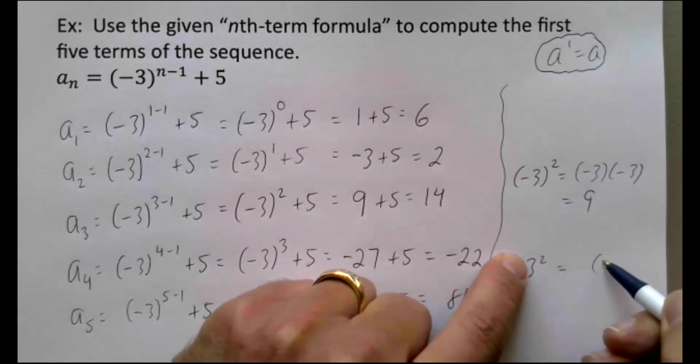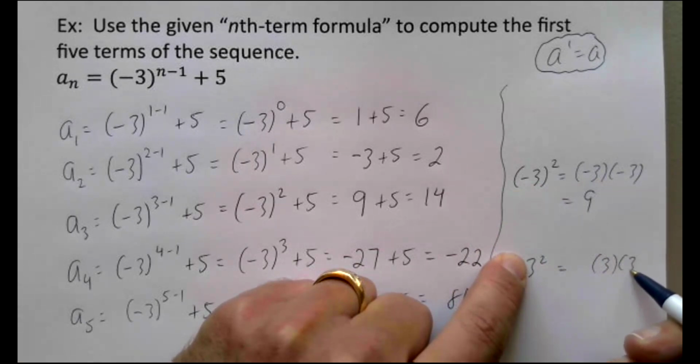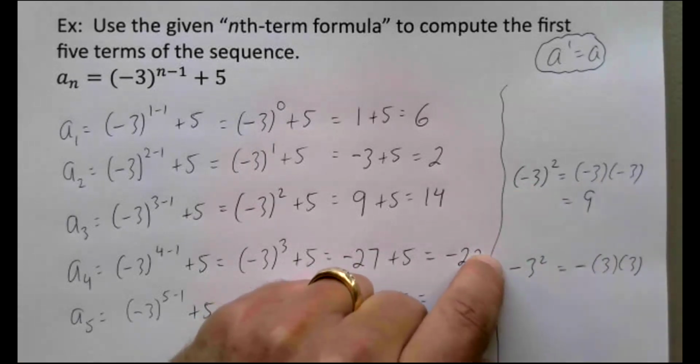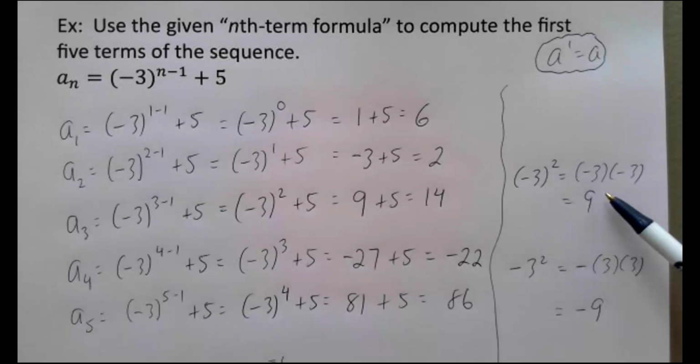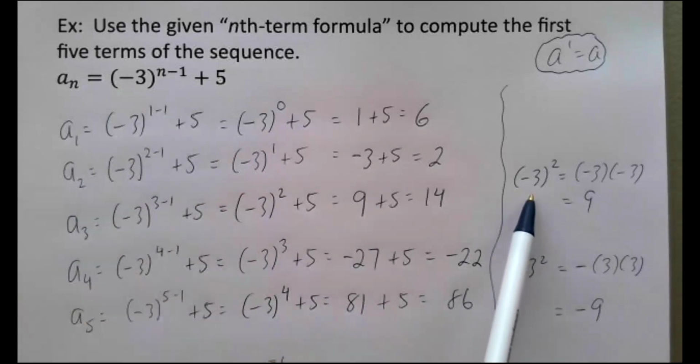Without the parentheses, it's just 3 that's getting squared, and there's just a negative kind of hanging out on its own in the front. But 3 times 3 is 9, and then you just stick a negative in front of it. That's why they're not the same. And this problem is not talking about this. This problem is talking about this.